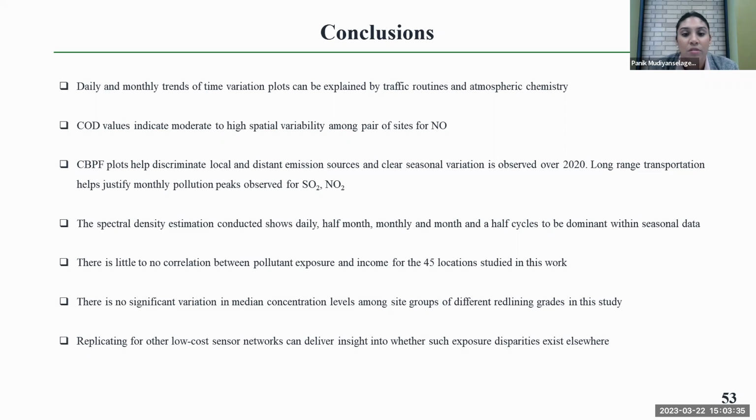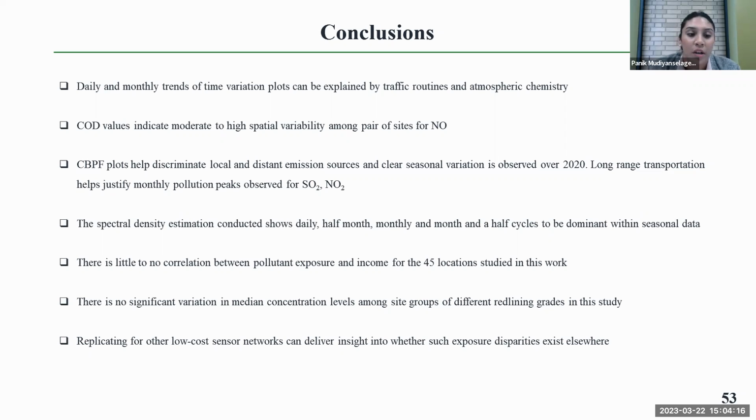It was interesting to see that there was a seasonal variation, season to season, for some of the pollutants. We were also able to justify the pollution peaks that we saw in the summer for SO2 and NO2 through distant emission sources or wildfires. And through the power spectral analysis that we conducted, we were able to see that daily periodic cycles, half-month cycles, monthly cycles, and month-and-a-half cycles dominate this time series data separated into seasons.